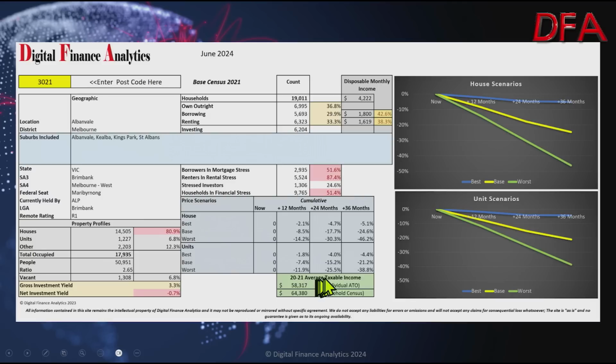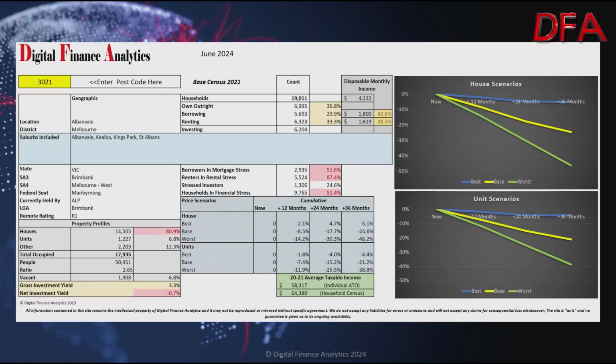Looking at the taxable income, around 58,000 from the ATO, 64,000 from the household census, so slightly higher but quite close. More than $4,200 on average per month disposable, with 42% going on the mortgage at $1,800 and 38.3%, $1,619 going on the typical rent.